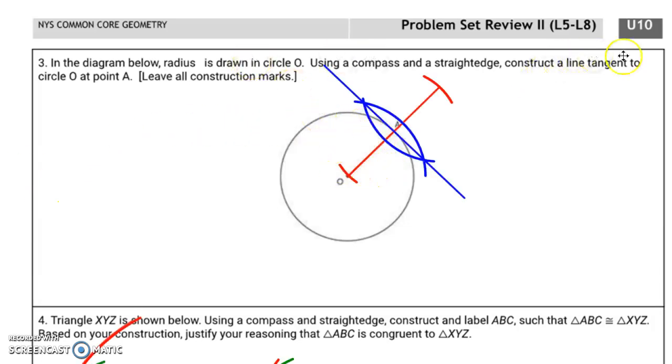Okay, for this one, it asks us to make a line tangent to circle O. The only thing I know about tangents and radii is that they intersect at a right angle, which means I need a construction that gives me a right angle. Why not perpendicular bisector? Perpendicular bisectors make perpendicular lines, which have right angles. So I copied the radius out here, and then I made a perpendicular bisector of my new line.